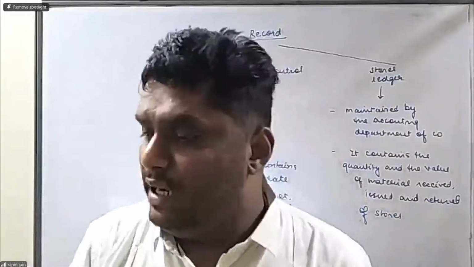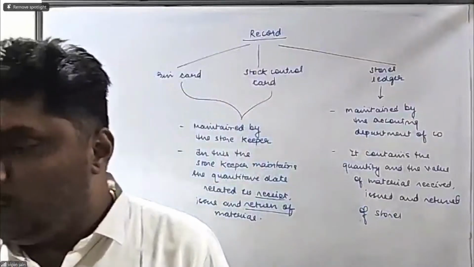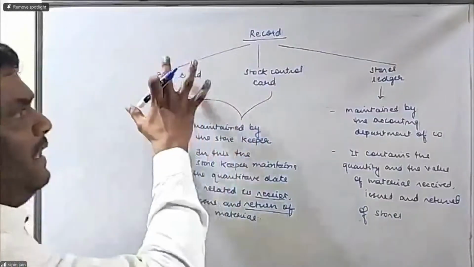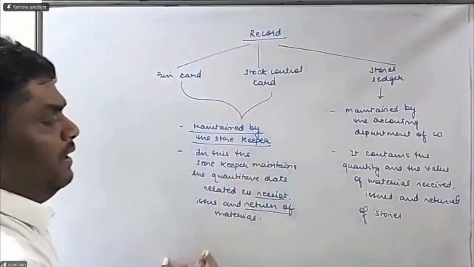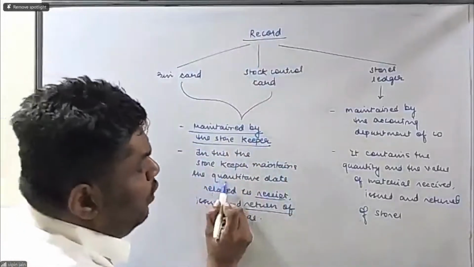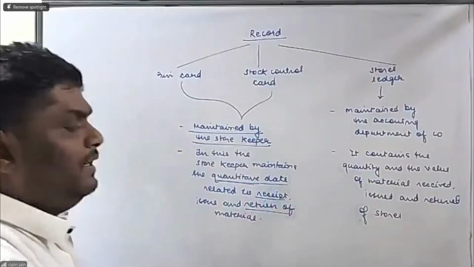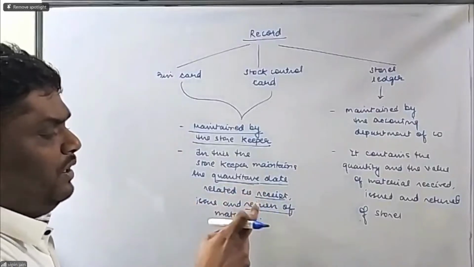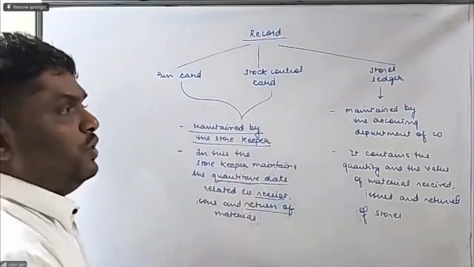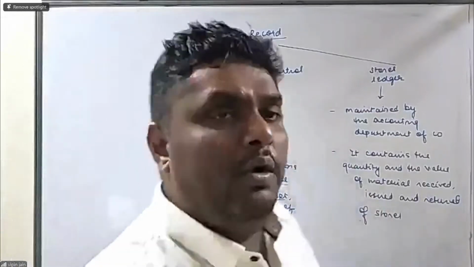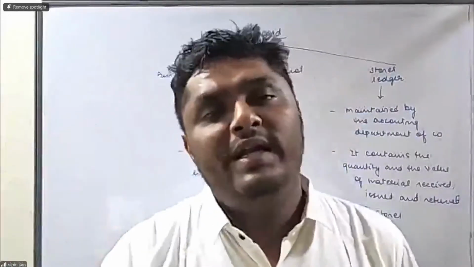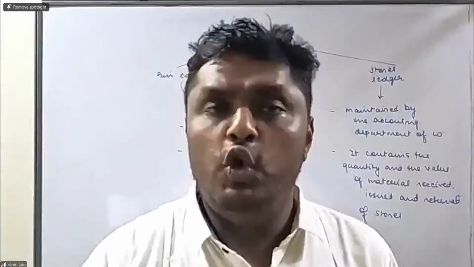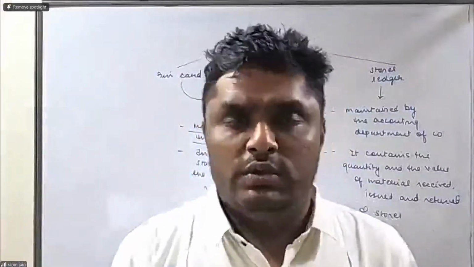If you guys have any doubts till now, you can please post your queries. Very simple, bin card and stock control card are maintained by the storekeeper. In this, the storekeeper maintains only the quantitative data related to raw material, that is receipt, issue, and return of material. But stores ledger is maintained by the accounting department. It contains the quantity as well as the value of material received, issued, and returned to stores.